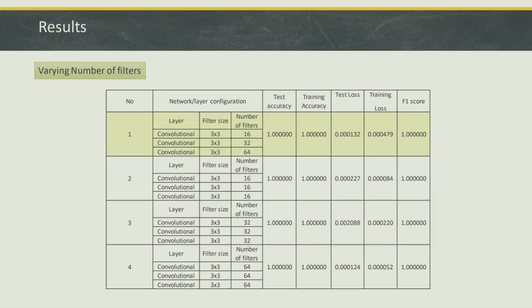Changing number of filters test. From the previous test, the number of convolutional layers is fixed at 3 and the filter size used is 3x3. The first network configuration used is 16, 32 and 64 filters for the first, second and third convolutional layer respectively. The second, third and fourth network configurations used the same number of filters for all three convolutional layers in the network. The first configuration with the combination of 16, 32 and 64 filters is selected since it has a small test loss.